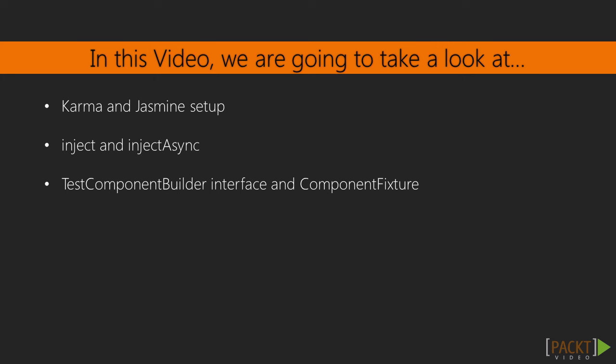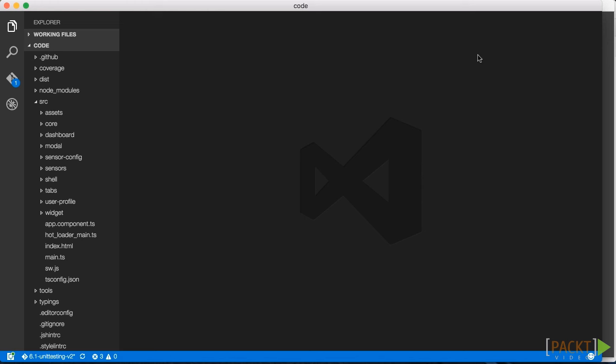In this video we will specifically look at how to write a proper unit test for Angular 2 components. We will cover Karma, Jasmine, and talk about Angular 2 specific constructs like inject and inject async, the TestComponentBuilder, and ComponentFixture. So automated testing is an important factor for creating maintainable components and applications.